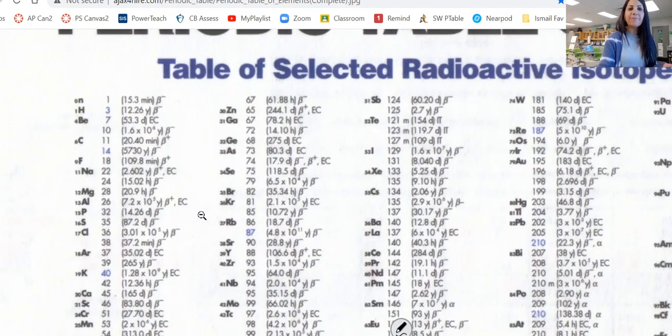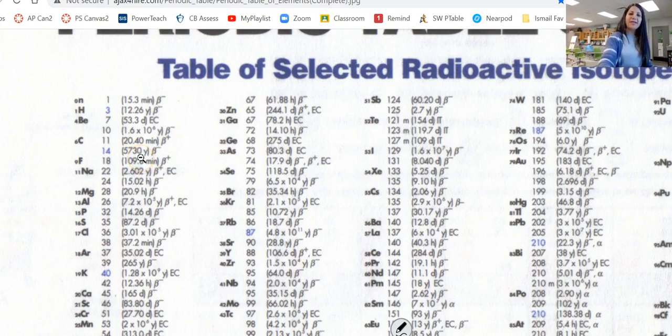So let's take a look, for example, at the isotopes of carbon. Now, these are selected isotopes, so there are other isotopes that exist. But carbon-11, for example, has a half-life of 20.4 minutes, and it goes through what is called positron decay, or beta plus, whereas carbon-14 has a half-life of 5,730 years, and that goes through beta decay.